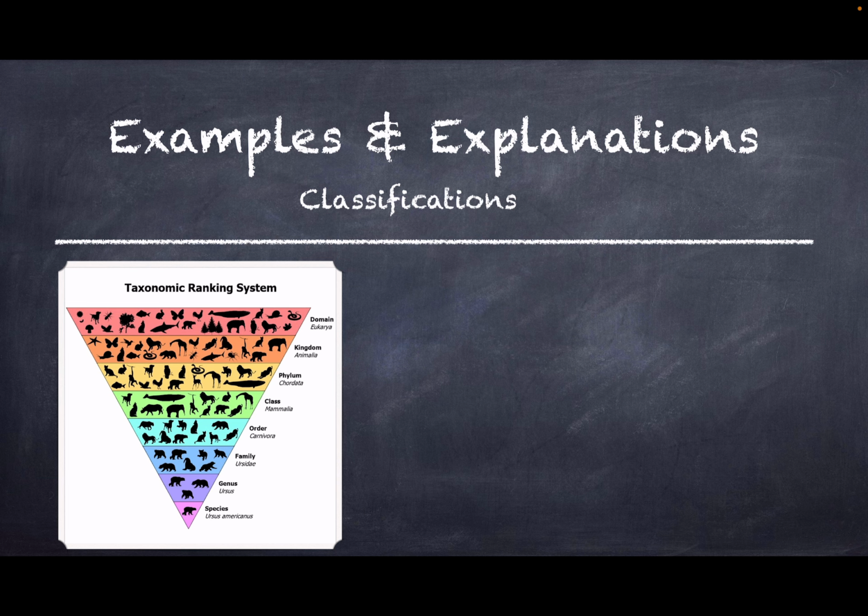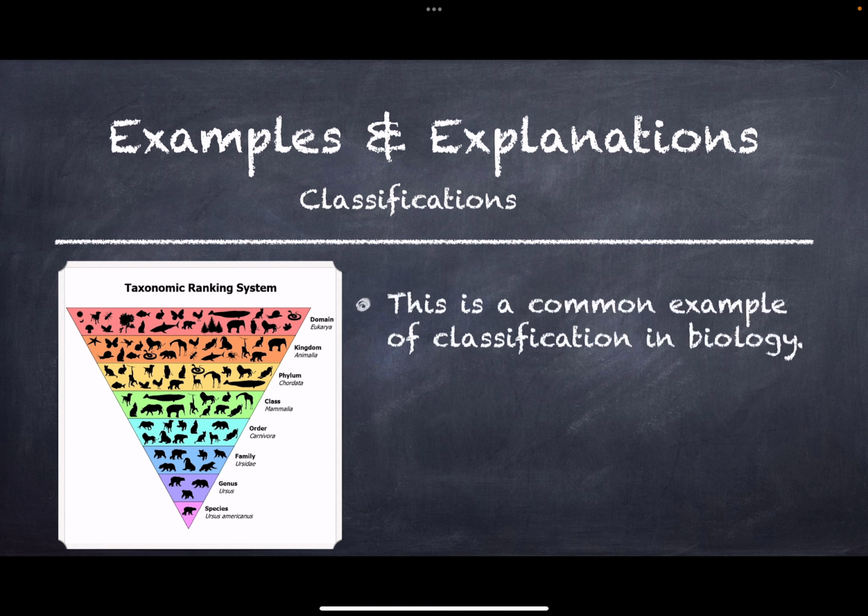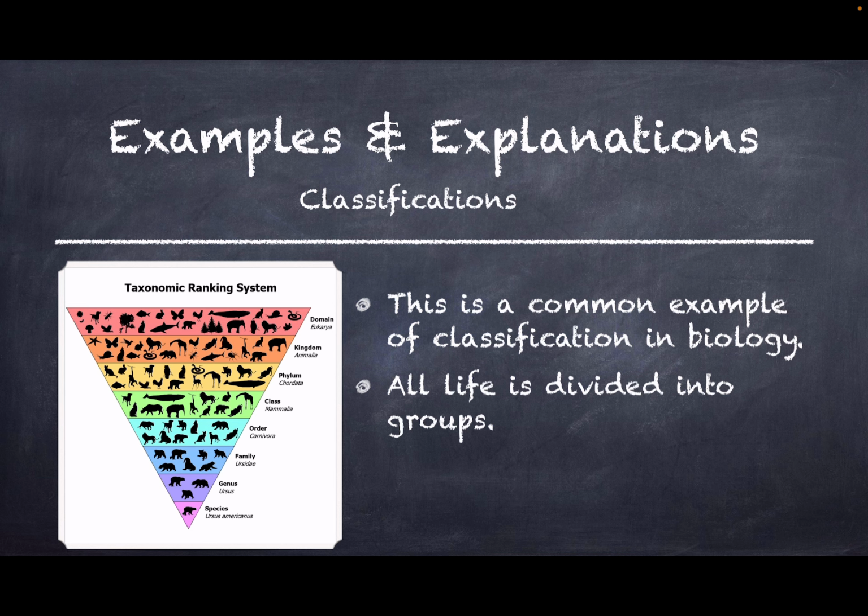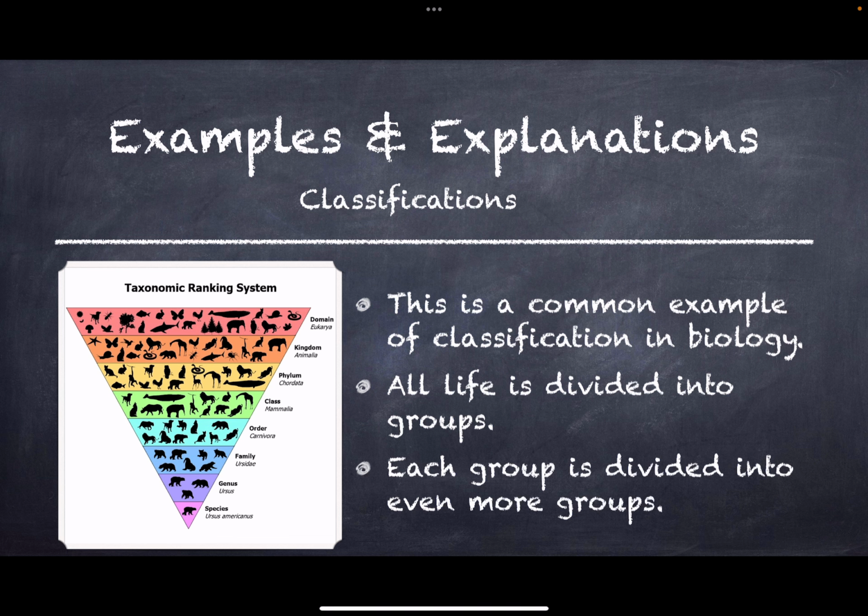Now let's talk a little bit about classifications. If you look at the picture to the left, you will see it says taxonomic ranking system. Basically, this is how we classify all living things on Earth. This is a common example of classification in biology. All life is divided into groups. You can clearly see those by the different colors in the triangle. And each group is divided into even more groups. So we just keep getting more and more specific with each of the groups.